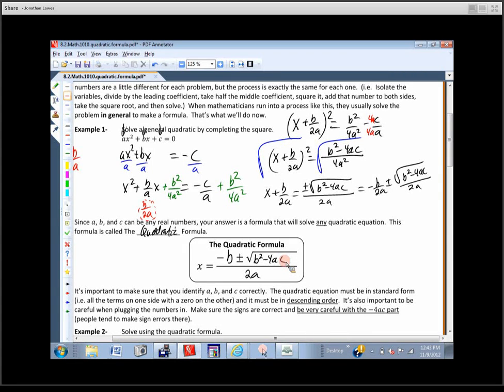Okay, so x equals negative b plus or minus the square root of b squared minus 4ac all over 2a.